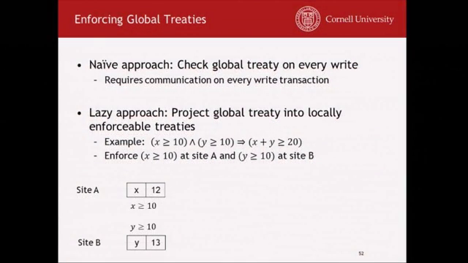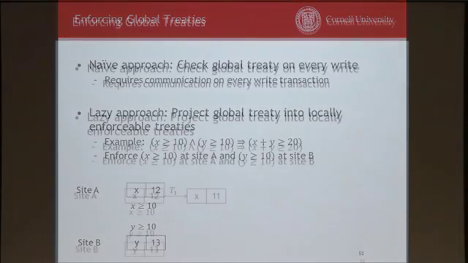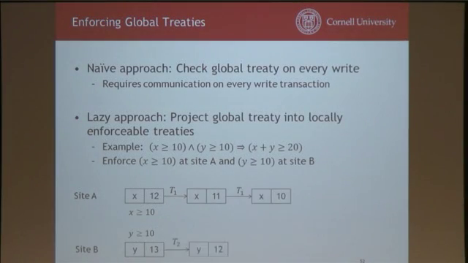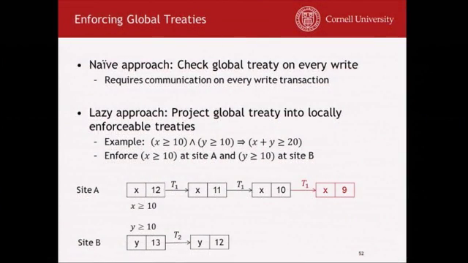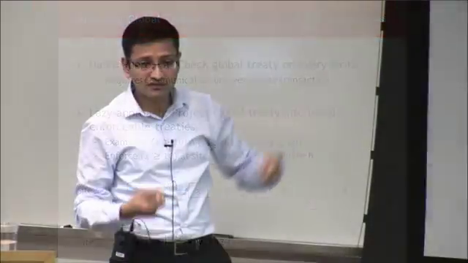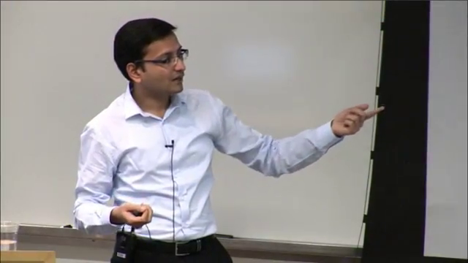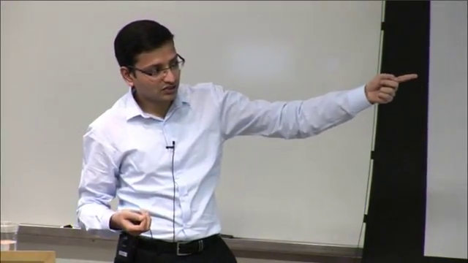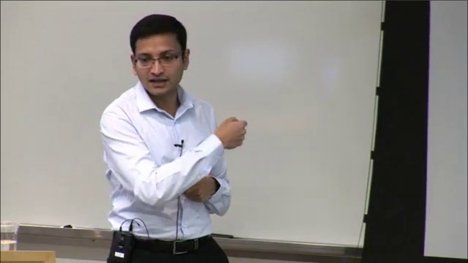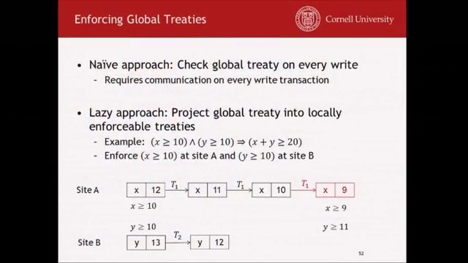So as opposed to enforcing the global treaty, I'm now going to enforce these local treaties. I keep on executing transactions until I run into a treaty violation. Given that these local treaties have to be more conservative, this violation is going to occur earlier than in the previous case which I showed you, at which point you renegotiate and establish a new set of treaties, and the protocol goes on.